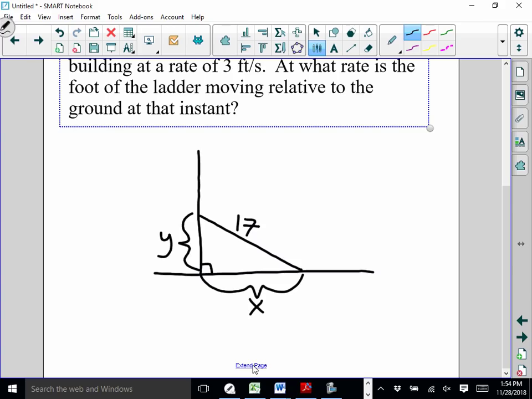Okay, so now I want to go through and make my known column. I'll do it up here just to save space. So I know that the ladder has a length of 17 feet. That's pretty clear in my diagram. I'm also not giving it a variable, so I'm not going to write that in my known column. I'm just going to use my picture for that. So let's talk about x and y.